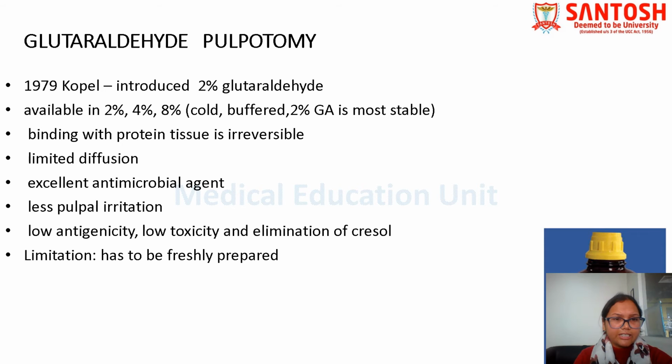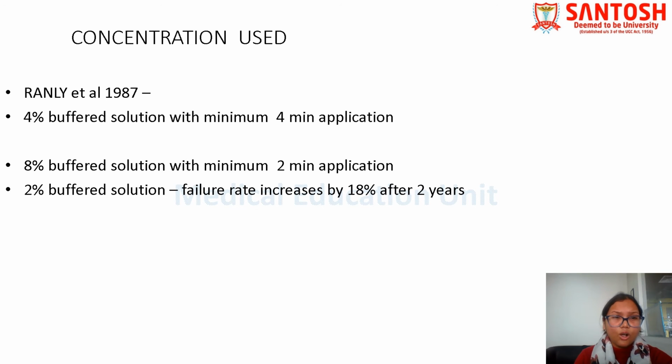In 1979, Koppel introduced 2% glutaraldehyde, which is also available in 2%, 4% and 8%. So it binds with the protein tissue, which is irreversible in nature. So it has a limited diffusion, excellent antimicrobial agent. It has less pulpal irritation. It has low antigenicity, low toxicity, and elimination of cresol takes place. So the limitation is that it has to be freshly prepared every time it is required. Concentration used is 4% buffered solution with a minimum of 4 minutes application.